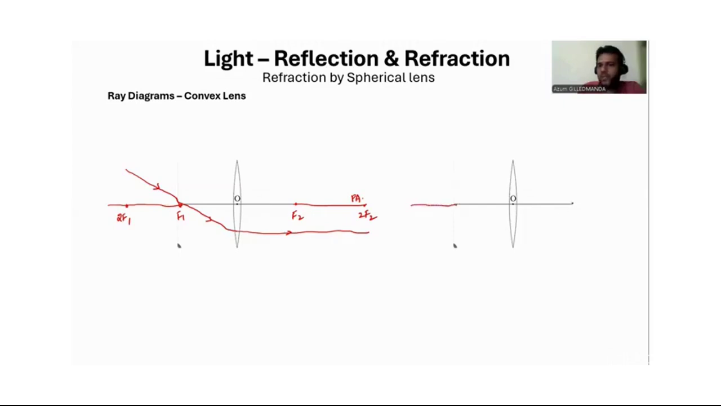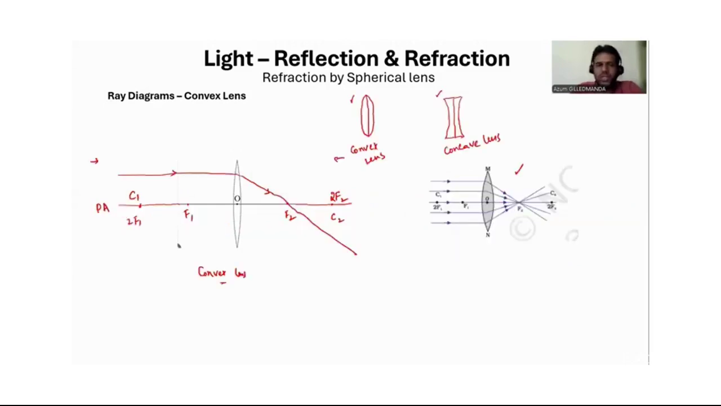What happens if a light ray passes through the center of the lens? Let's say this is F1, this is 2F1, this is F2, and this is 2F2. If a light ray is incident in such a way that it passes through the center of the lens, it goes undeviated. This is important, guys. A ray incident onto the lens, passing through the center, goes undeviated in the same direction as a straight line.